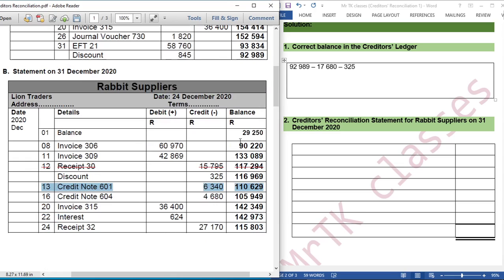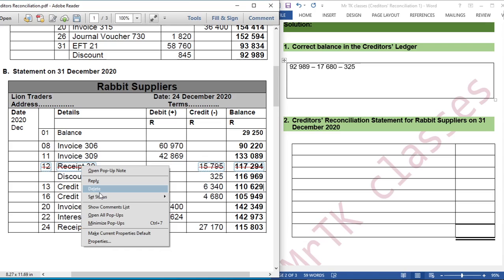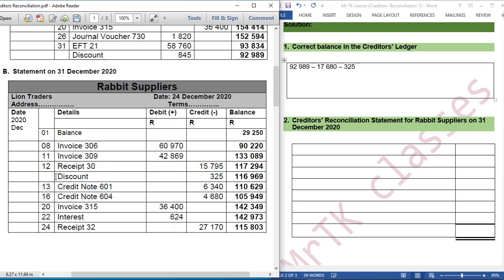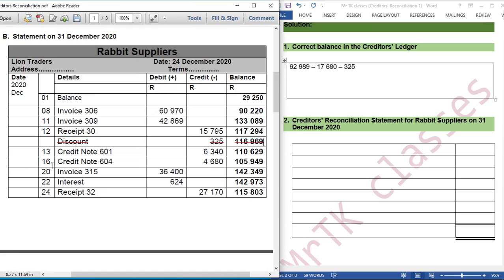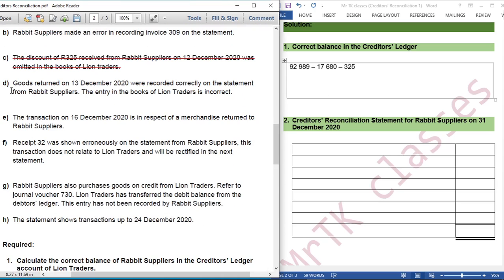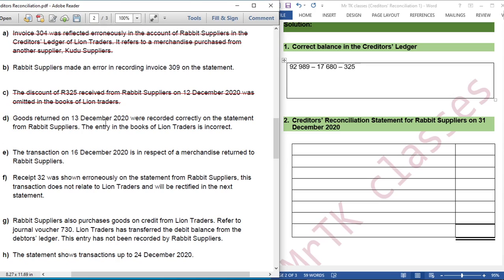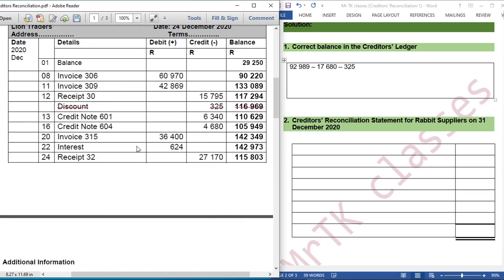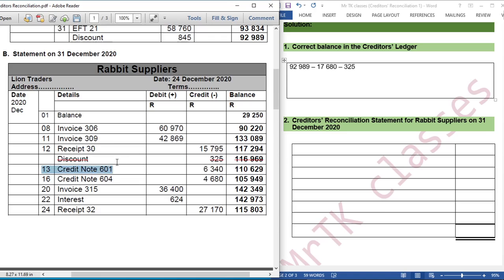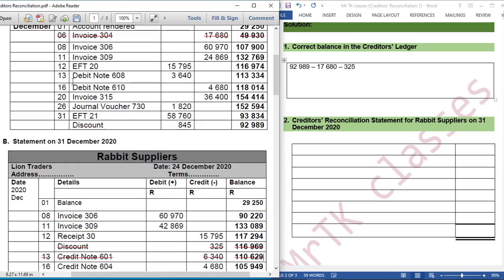I just want to check something. So we're supposed to strike through this one. Sorry, there was a mistake there. Then we were now doing this one. Goods returned on 13 December 2020 were recorded correctly on the statement from Rabbit Suppliers. The entry in the books of Lion Traders is incorrect. 13 December 2020, right? Which is this one, is recorded correctly here, and here it is wrong, right?